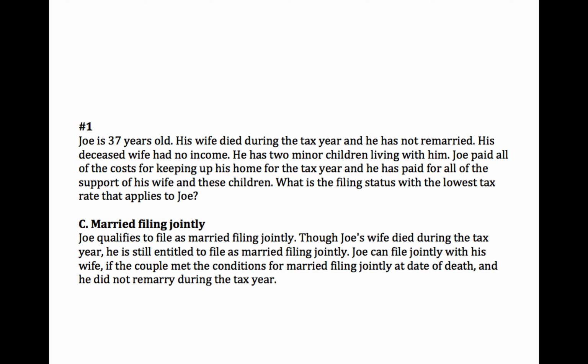Now, a couple points here. The first is that married filing jointly is a lower rate than filing single, and it's also a lower rate typically than head of household. So your natural inclination may be, well, he's widowed. What about filing head of household? Actually, married filing jointly is better. So Joe qualifies to file as married filing jointly. Though his wife died during the tax year, he's still entitled to that. He can file jointly with his wife if the couple met the conditions for married filing jointly at date of death, and he did not remarry during the tax year.